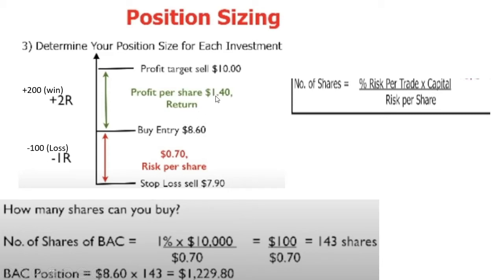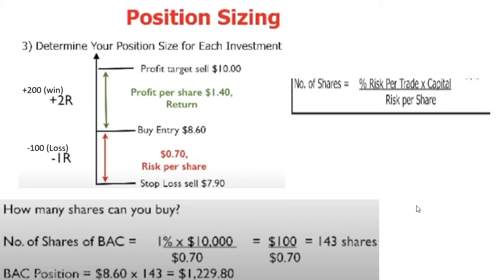If we did $1.40, which is our profit per share, times our 143 shares, we will return a $200 win. So if we stay consistent with this 1% ratio and we always calculate our risk per trade and our risk per share, we will always have a consistent return and a consistent loss all the time, right? Now, if we look at the whole position, we're entering at $8.60 times our 143 shares that we calculated over here, which gives us a total position size of $1,229.80.